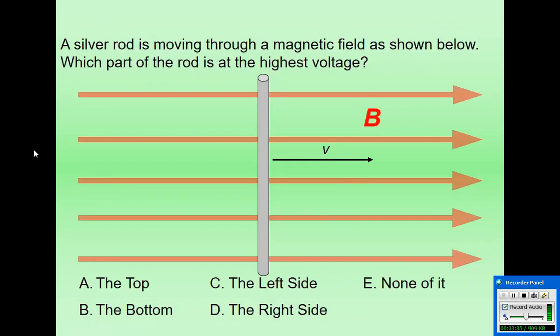Now I want you to think about it. We looked at the situation of a conducting material moving to the right in a magnetic field pointing into the screen. What would happen if we had this conducting bar, and now I've drawn it kind of silver colored, if it's moving to the right, but now the magnetic field is directed to the right? Where would we find the location of the highest voltage? The top, the bottom, the left side, the right side, or perhaps I'm trying to trick you, and the answer is none of it.